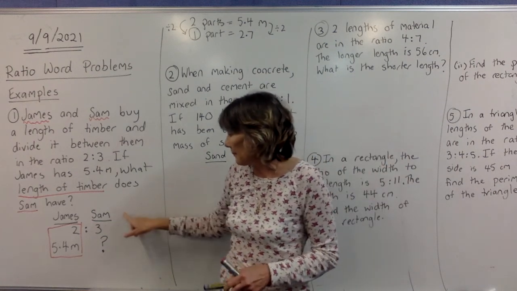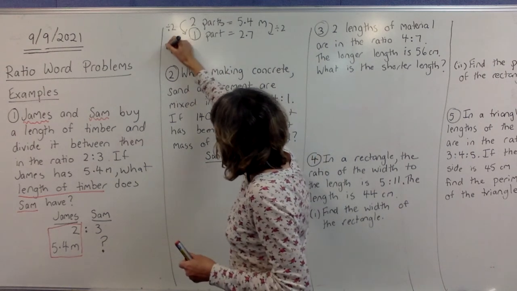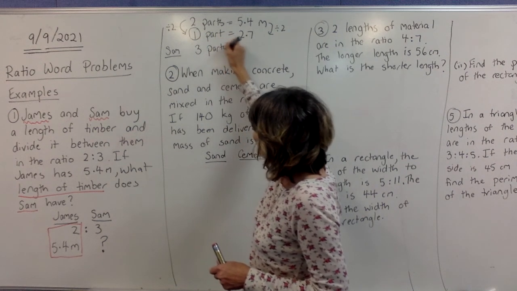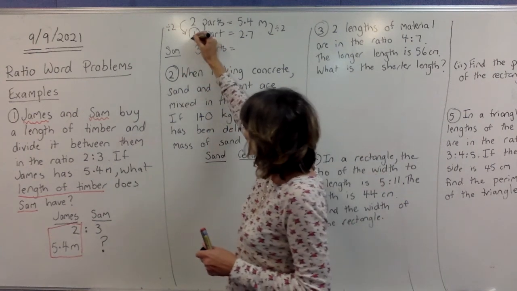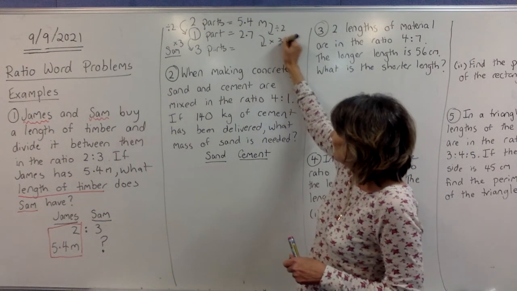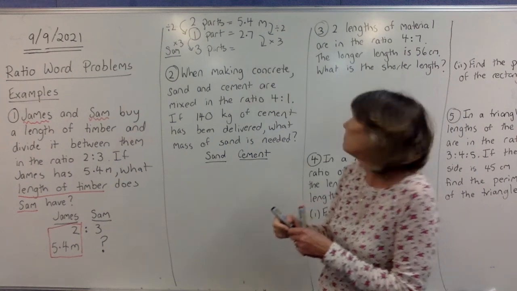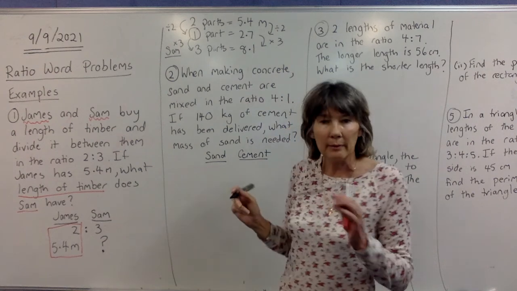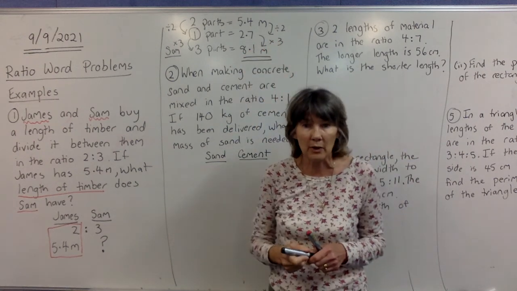Now, the question's asking about Sam. Sam has 3 parts in the ratio. So for Sam, the one we're trying to find out, we're trying to find 3 parts. So we go, all right, what have I done to 1 to get an answer of 3? I've times by 3. And so I'm going to do the same over here. On your calculator, you're going to do 2.7 times 3, and that will give you 8.1, and that's our answer. So we're going to write our metres on the end now, and that's the end of the question.